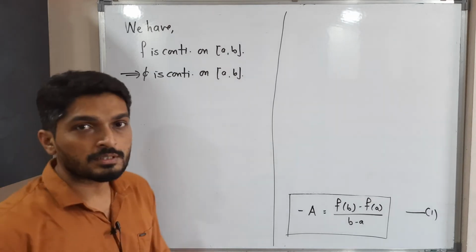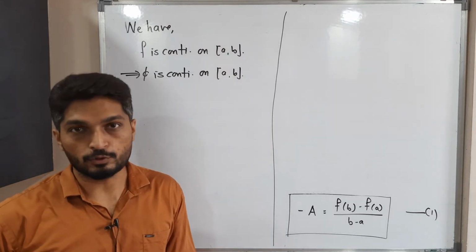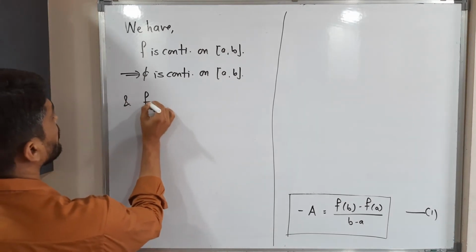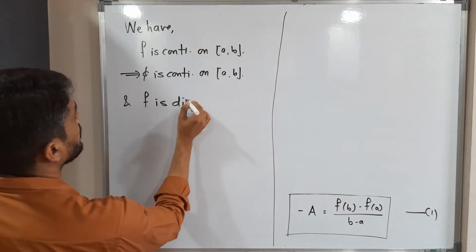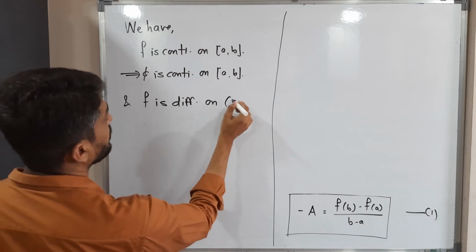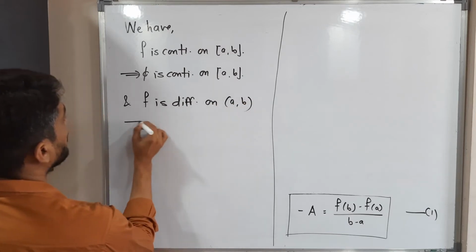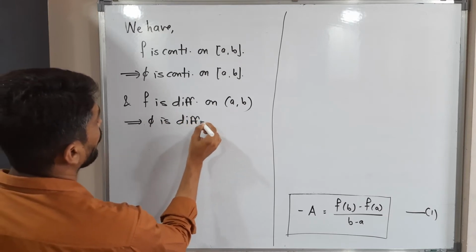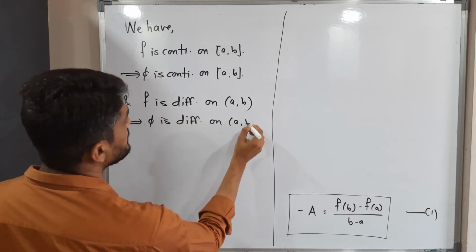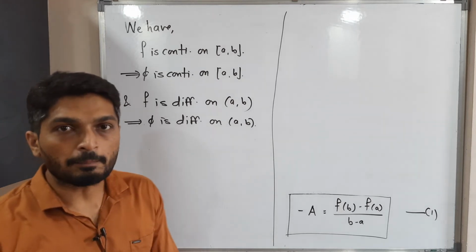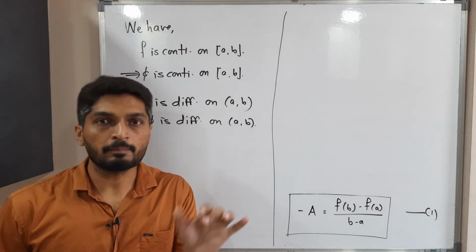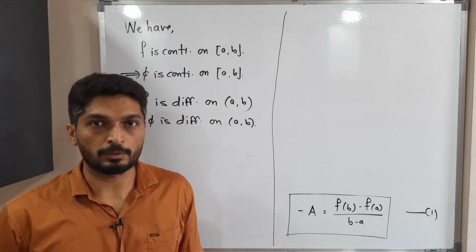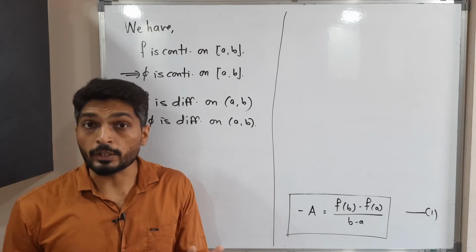So we can give the same reason for differentiability also. So the given information is f is differentiable on open interval AB. So we can directly write phi is also differentiable on open interval AB. The reason is phi is nothing but the addition of f of x and a polynomial function. Both are differentiable. That's why phi is also differentiable. So phi satisfies these two conditions.